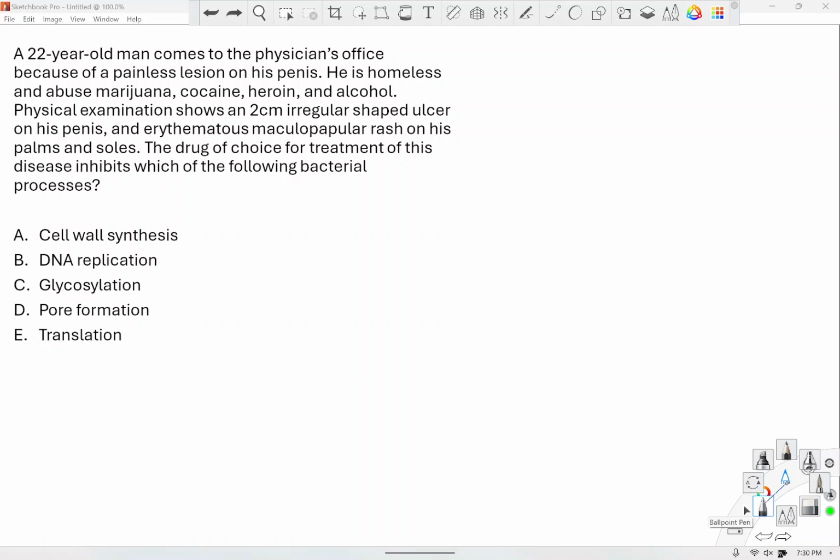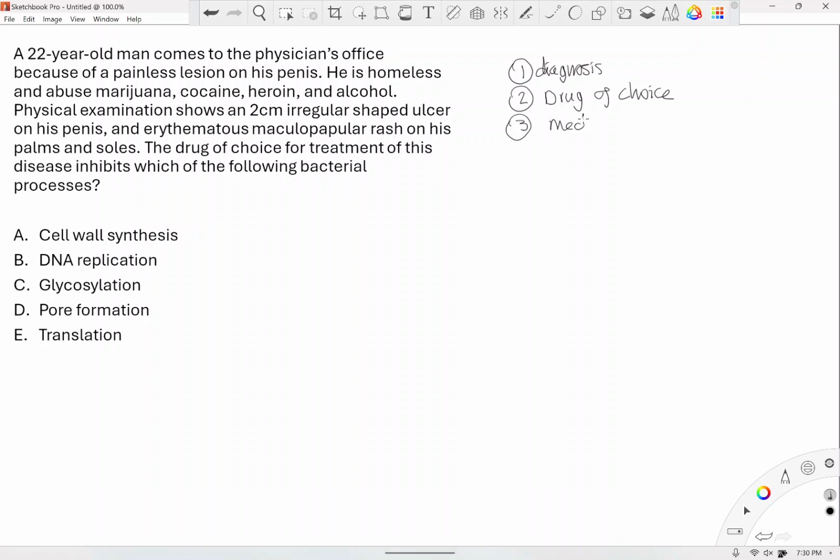Okay. So this question has 2 parts to it. Number one, we have to diagnose what is the disease. Okay, so number one, you have to diagnose what is this condition or infection, whatever he has. Number two, what is the drug of choice for the treatment of this condition? Three, what is the mechanism of action of this drug? Okay, so that's a 3-step question.